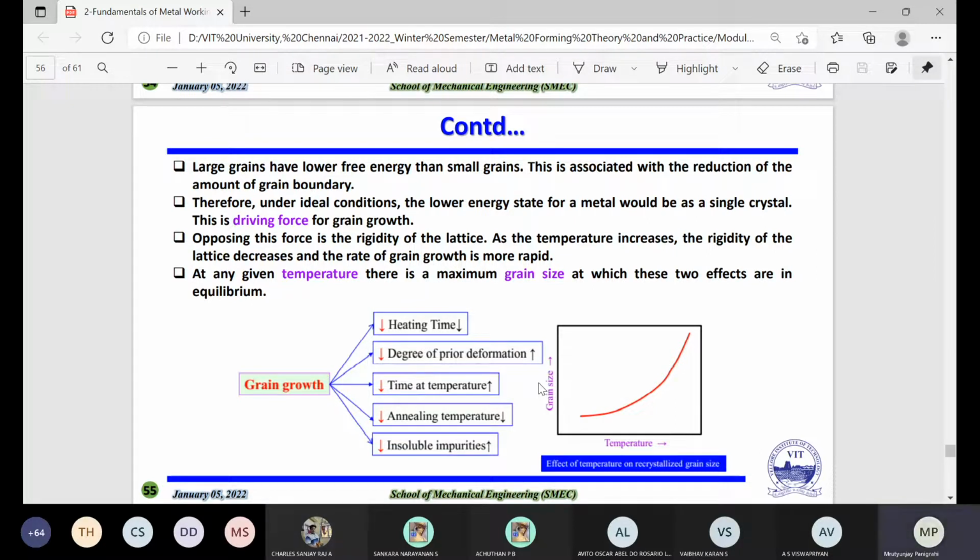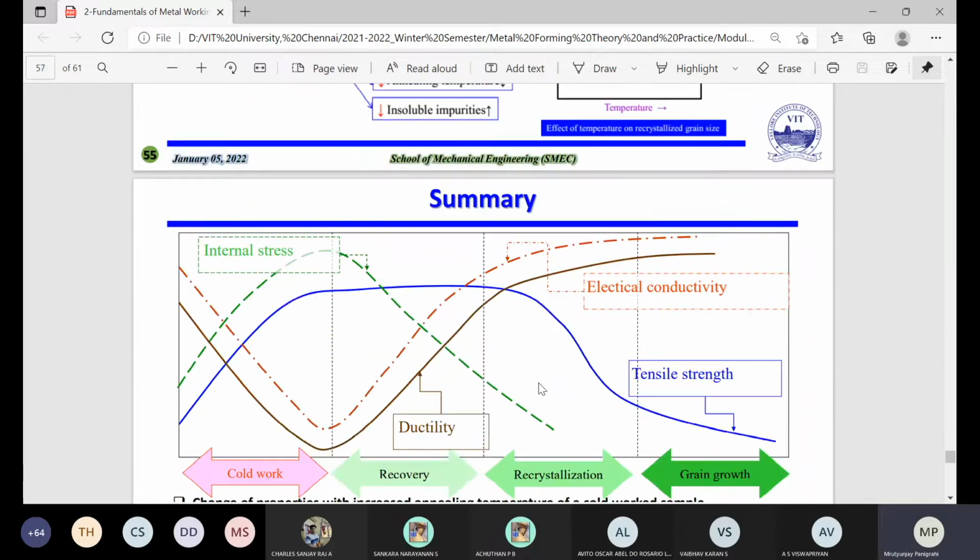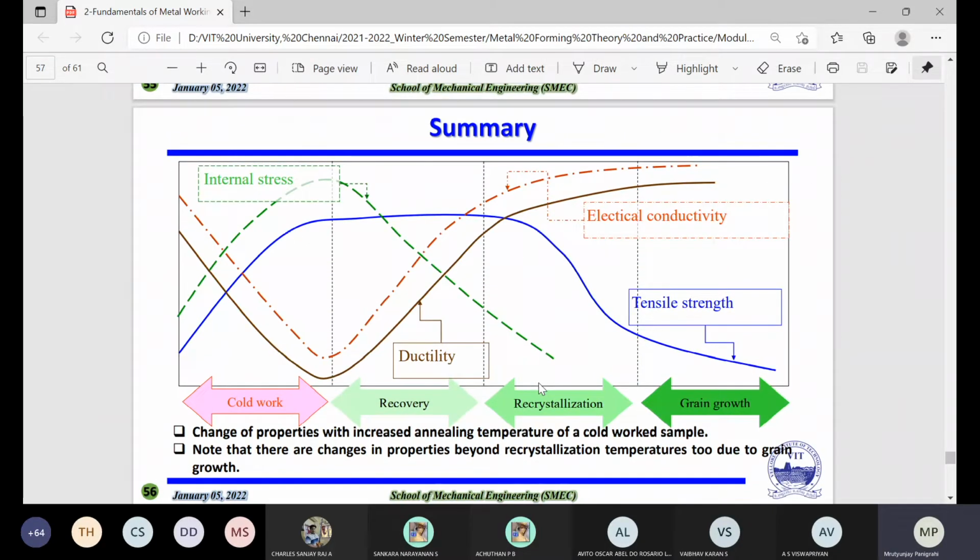So this is the slide summarizing what we discussed about recovery, recrystallization, and grain growth. So you can see the properties. This part is the cold working, because we are talking about cold working and annealing. This is the recovery part, this is the recrystallization part, and this is the grain growth part.